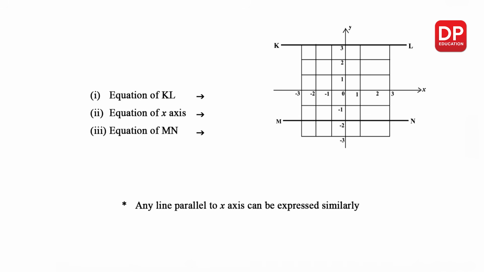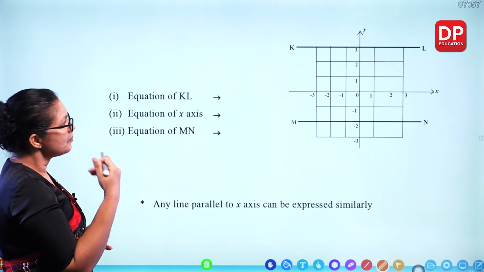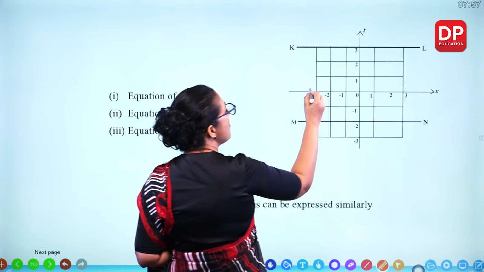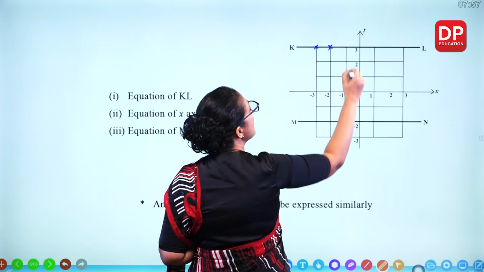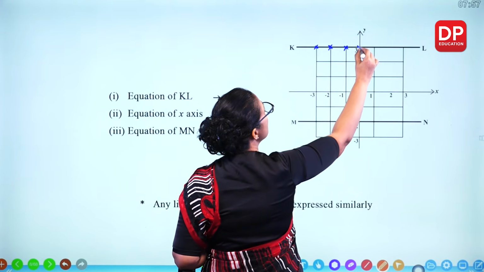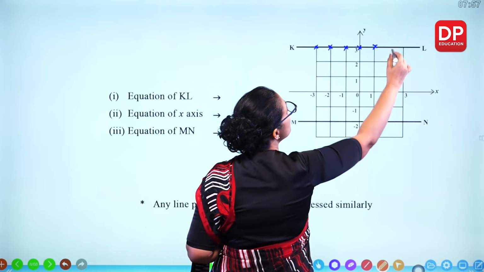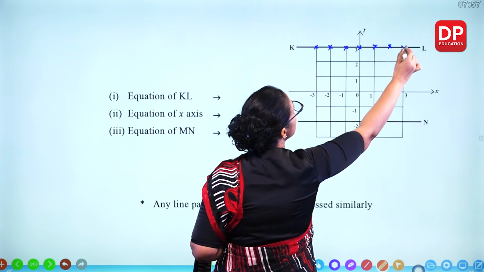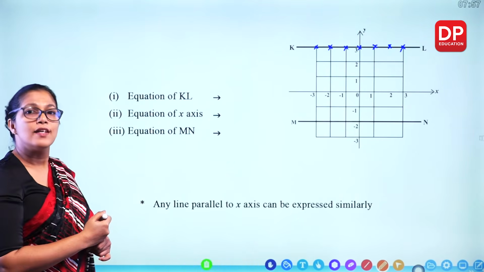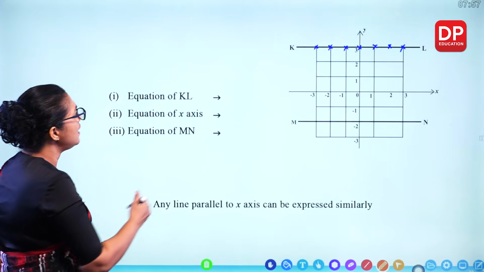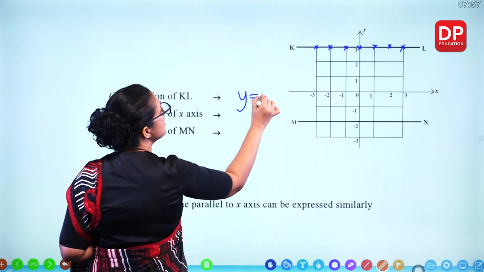Look at this diagram, equation of KL now. That's a horizontal line. What's the y value there? Minus 3, 3. Minus 2, 3. Minus 1, 3. 0, 3. 1, 3. 2, 3. And 3, 3. Always this is 3. Y equals 3. So what's the equation of KL? Y equals 3.